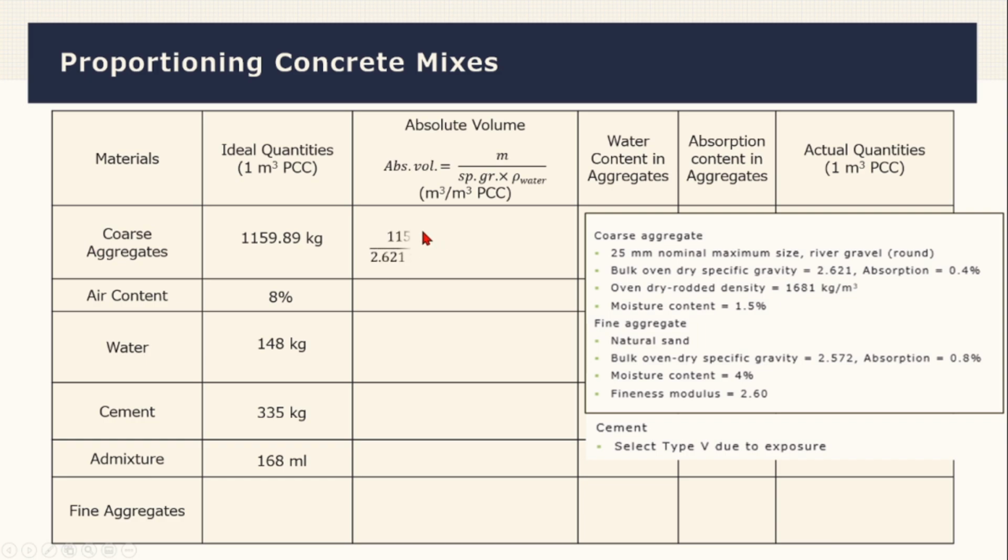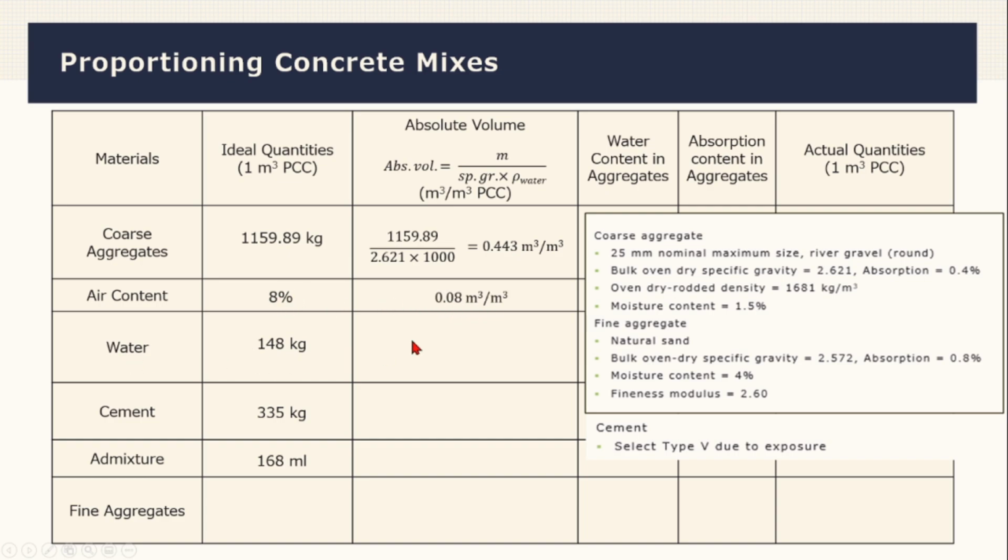For coarse aggregate, we have 1159.81, which is the mass, over the specific gravity of 2.621 times the density of water, which is 1,000. And that is equal to 0.443 cubic meter of coarse aggregate per 1 cubic meter of freshly mixed concrete. For the air content, that is 8% of the total volume or 0.08.